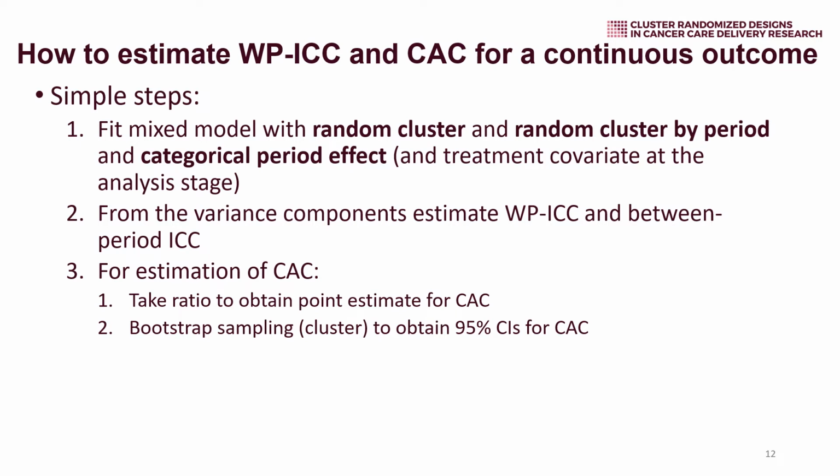And then from that fitted model, we obtain some variance components. And from those variance components, we can estimate the within period ICC and the between period ICC. And then remembering that the cluster autocorrelation is the ratio of these two correlations, we can take the ratio of them to obtain a point estimate for the cluster autocorrelation. And then we have to use some method to obtain 95% confidence intervals for the cluster autocorrelation, because there isn't an inbuilt command in Stata that will do that for us. So I'll provide you with a bit of code that will allow you to do that.